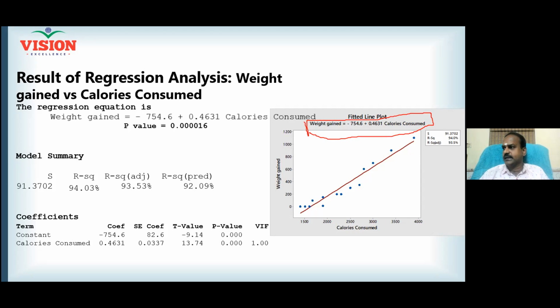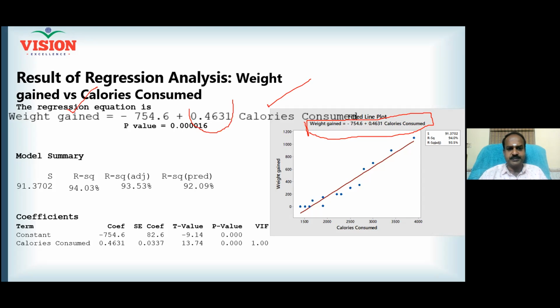And see here, the Minitab output is visualized here. Weight gain equals minus 154.6 plus 0.461 into calories consumed. Now, calories consumed is the predictor, weight gain is the response. What is this value called? Regression coefficient. Very good, regression coefficient. This is called the constant term, nothing but the y-intercept. And now this is very important, model summary.